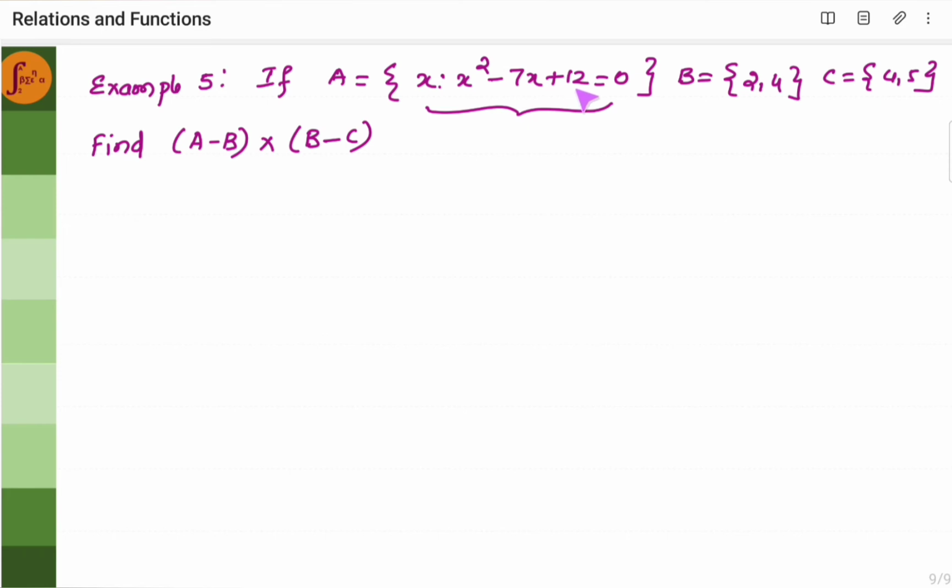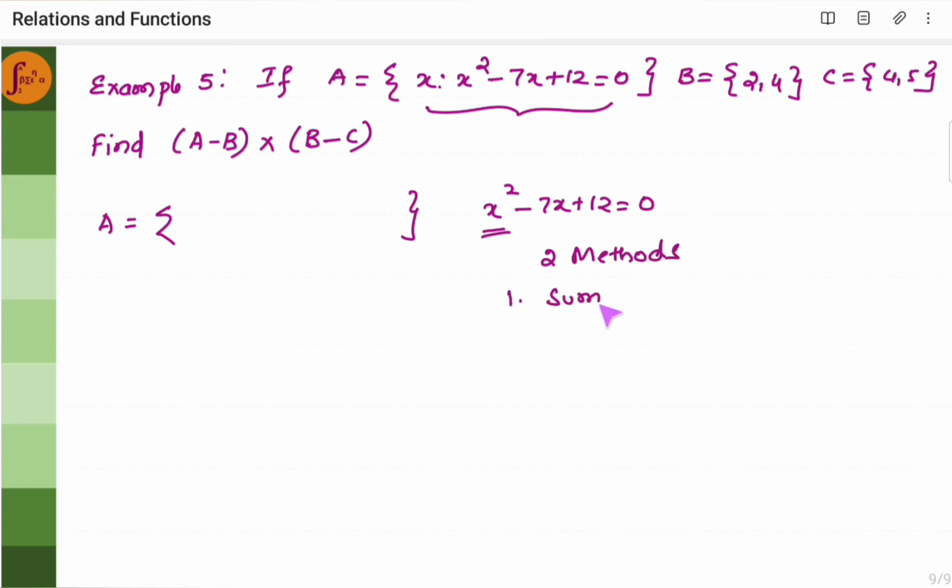Now they've given a quadratic equation. First let's get this set correct. They've given the quadratic equation, which is x square minus 7x plus 12 equal to 0. Now you have to find the values of x. Only if you find the values of x, that values you can put in this particular set A, right? How do you find the values of x? There are two methods. One is sum product method and second one is using formula. Now let's go with the second method, that is using formula.